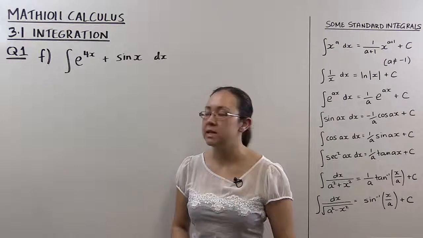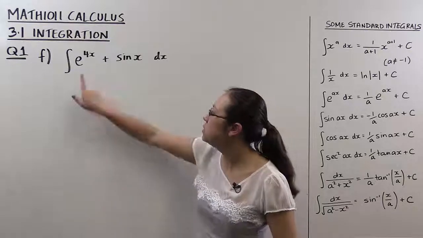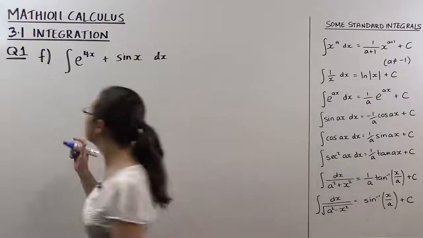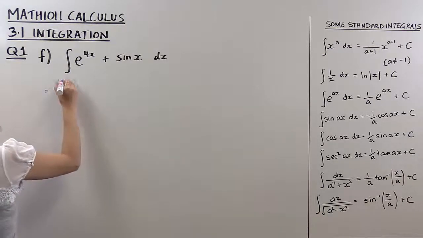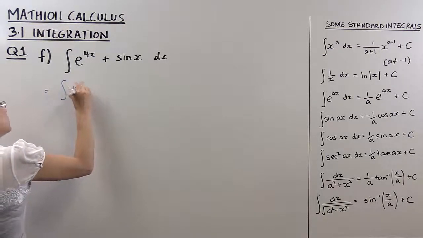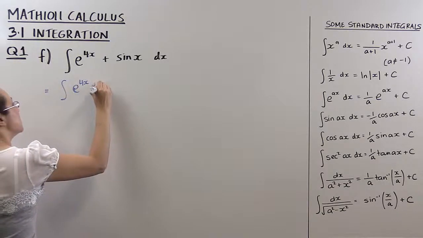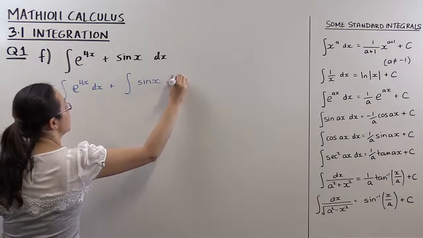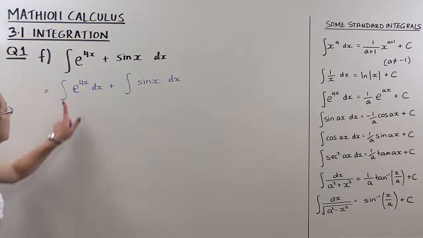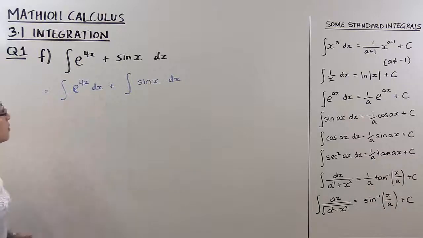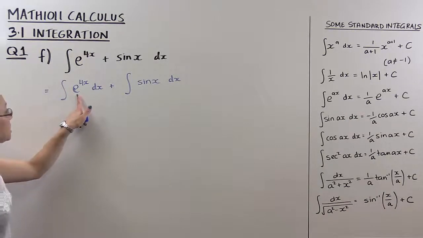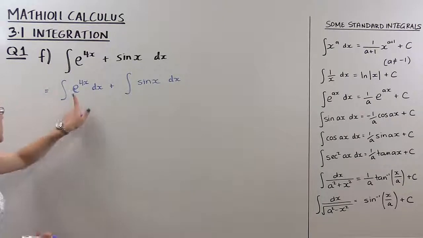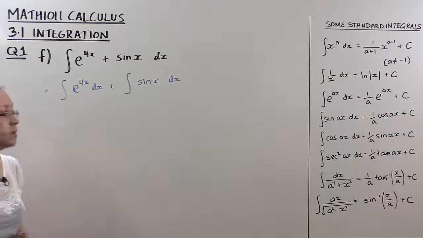Question 1f is asking us to find an indefinite integral for e^(4x) plus sine x here. So the first thing I'm going to do is rewrite this as 2 separate integrals. This is just like finding the integral of e^(4x) and adding the integral of sine x dx. Now, first of all, let's integrate this e^(4x). Well, e to the power of x integrates to e to the power of x. So we might suspect that e^(4x) would integrate to e^(4x).